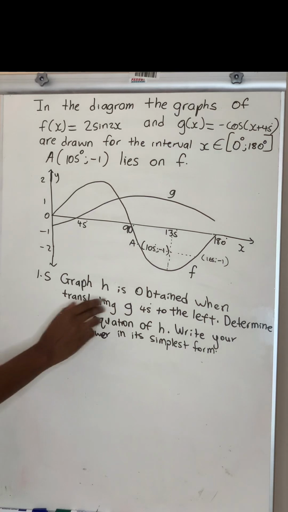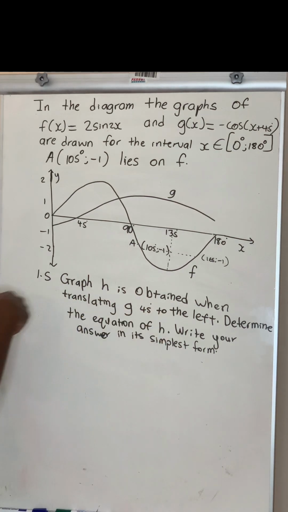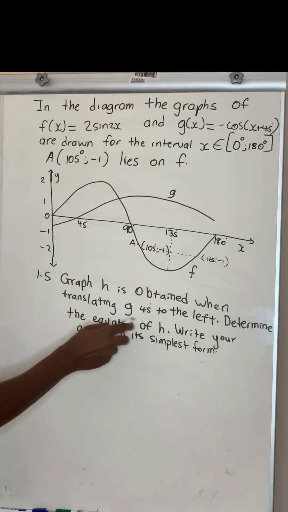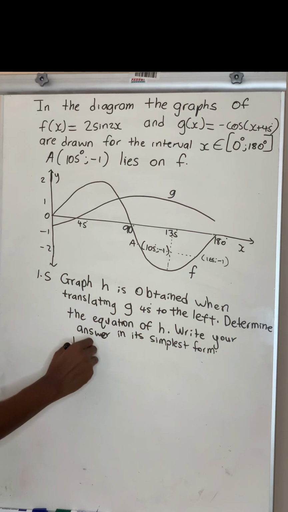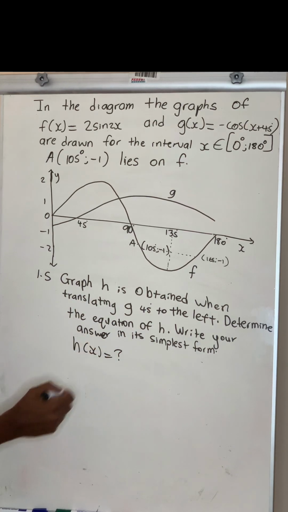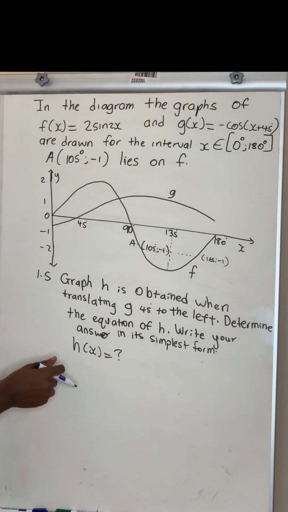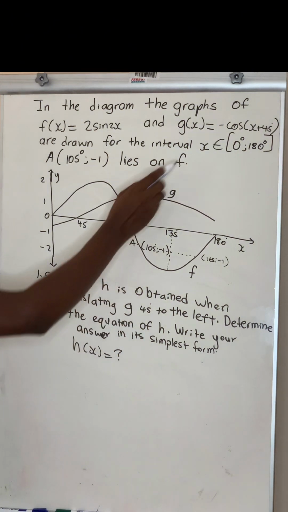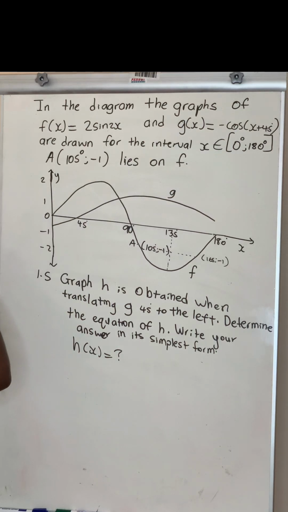So it says here graph H is obtained when translating G 45 degrees to the left. Determine the equation of H. Write your answer in its simplest form. Okay, so we are looking for the equation of h of x. That's what we are looking for. And we are told that this graph is obtained by shifting G 45 degrees to the left, and we're trying to find the equation.